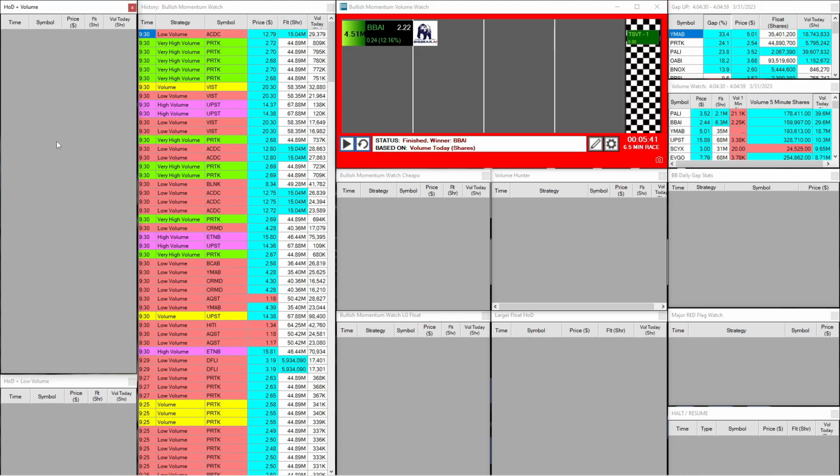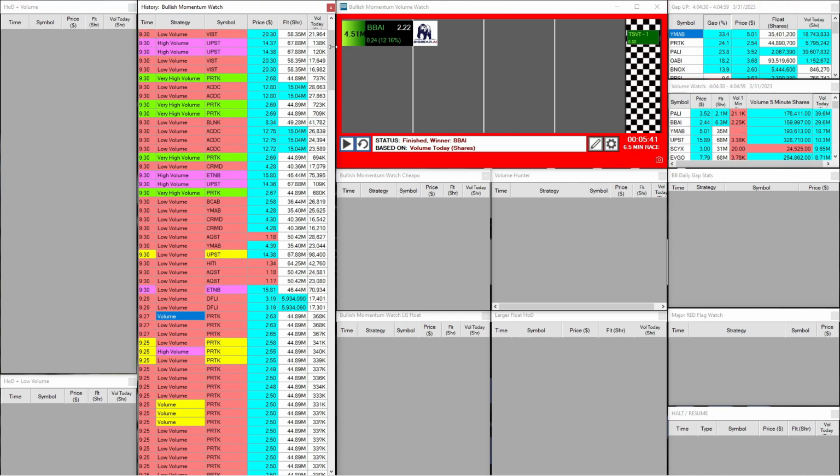So that's pretty much our layout for the pre-market, and we've got all these different colored alerts. Again, green is very high volume, pink is high volume, red is low volume, and yellow is just volume in general. I tried to color code them. I try to add the float on each one of these scanners because the float's very important.